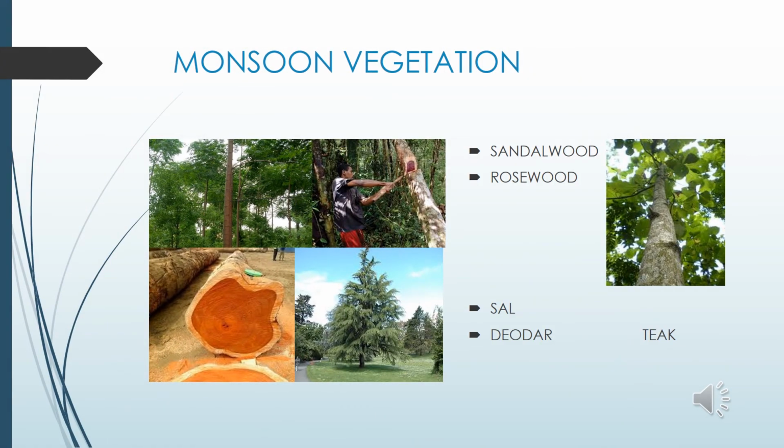Monsoon vegetation. Evergreen and deciduous forests are found in the monsoon vegetation region. Deciduous forests are those in which the trees shed their leaves in a particular season. On the other hand, evergreen trees are those which do not shed their leaves in the entire year. Some examples of the trees found in this region are shown in the pictures. The first picture is sandalwood, second is rosewood, third is sal, fourth is deodar, and the fifth picture on the right hand side is of the teak tree.